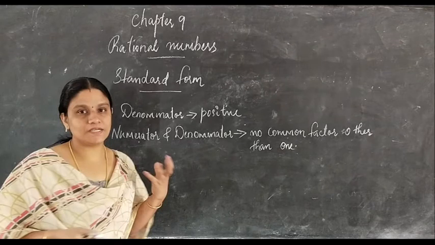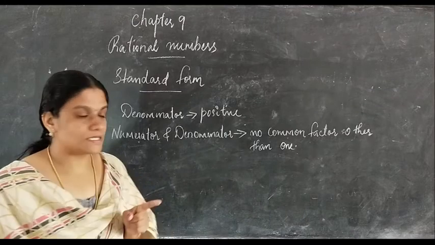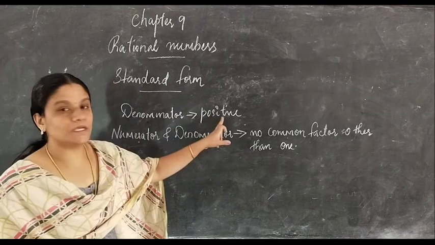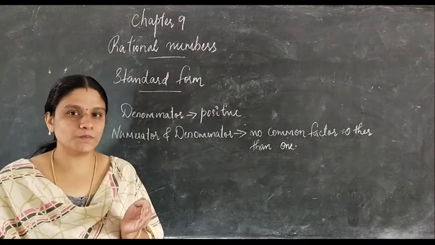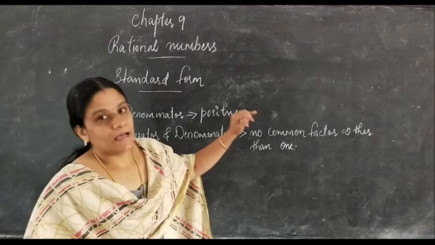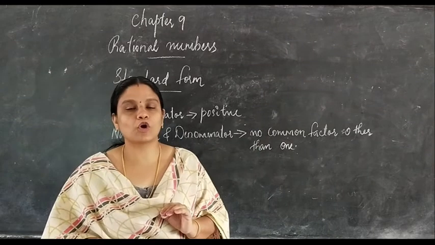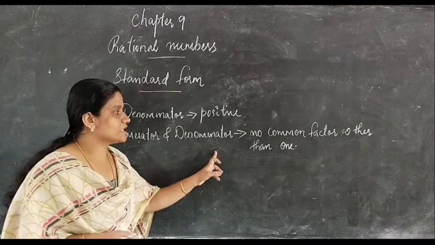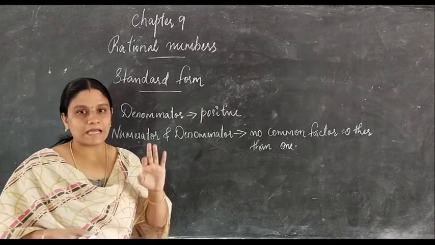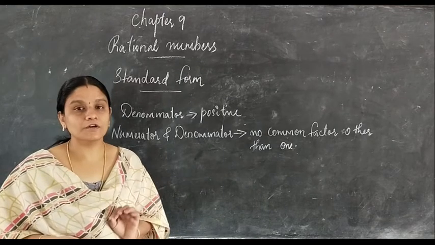So how can you tell the rational number is in its standard form? Two conditions are there. The first condition is the denominator should be positive. The second condition is the numerator and denominator have no common factor other than 1. So if these two conditions are satisfied, then we can tell the rational number is in its standard form.